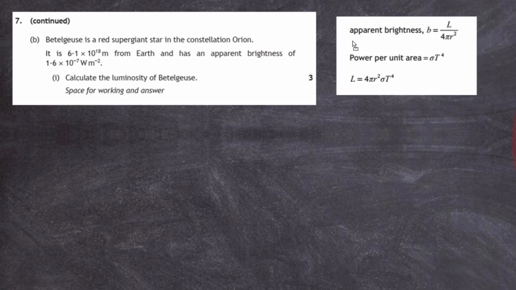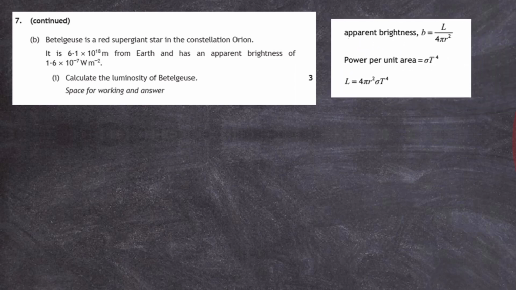So we go to our data sheet. You can see that the equation for apparent brightness is that one written there. It is B equals L divided by 4 pi r squared, where L is the luminosity and r is the distance which we are away from Betelgeuse in order for us to calculate its apparent brightness. So we'll put down the equation then. The apparent brightness B is going to equal L, the luminosity, divided by 4 pi r squared.